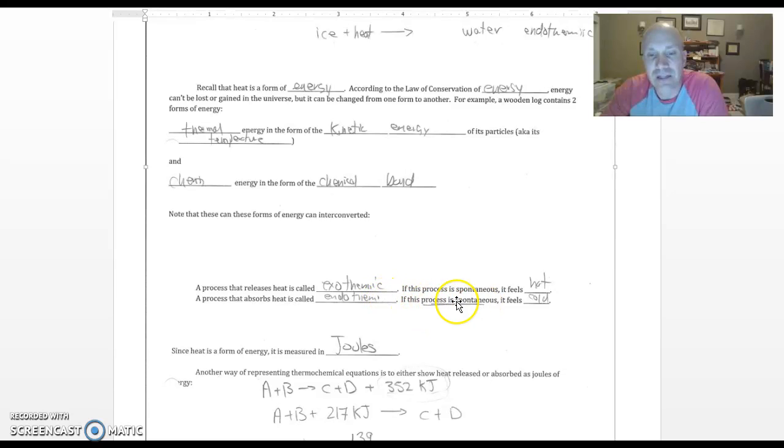If that process is spontaneous, it feels cold. I want to point out that for it to feel cold, it would have to be a spontaneous process. There are endothermic reactions that feel hot, all right, but they would not be spontaneous. So since heat is a form of energy, it's going to be measured in joules.